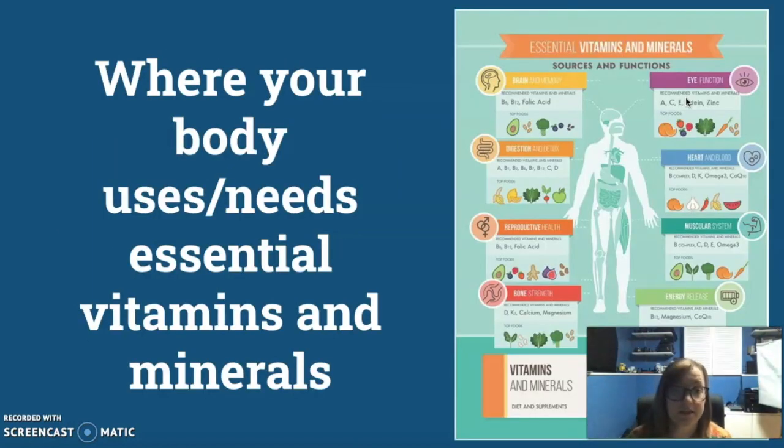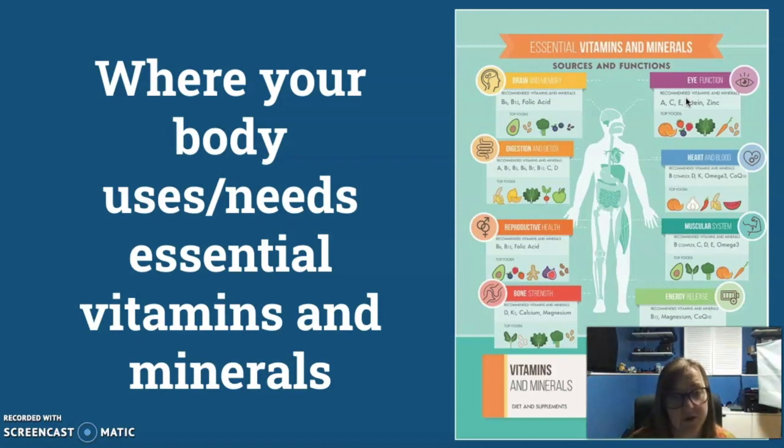So this image is kind of a neat one to look at, and I would recommend you take some time when my face isn't sitting in front of it to look at this and just go through the PowerPoint, because it talks about what vitamins and minerals are needed for different functions. So for example, for your brain and for your memory, you need vitamin B and folic acid. For digestion, vitamin A, vitamin B, C, and D, and it gives you some types of foods that help with keeping those functions safe and healthy and where you want them to be.